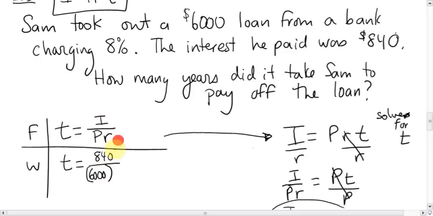So the I was 840. The principal is 6,000. The rate is the percentage, 8%. 8%, remember, you move the decimal 2 spots to the left to change it into a decimal. 1, 2, it's 0.08. So I do that on a calculator.